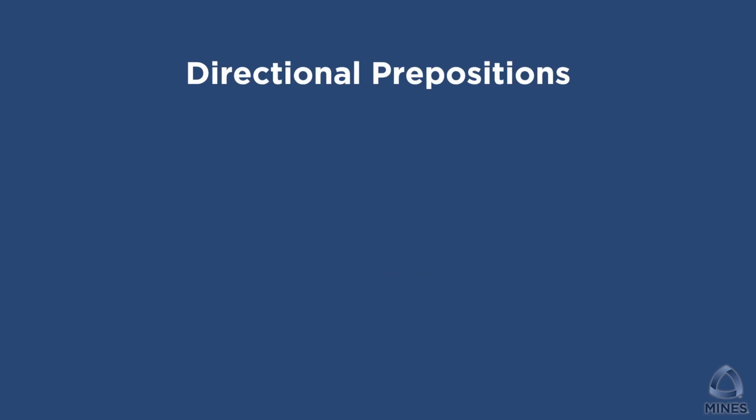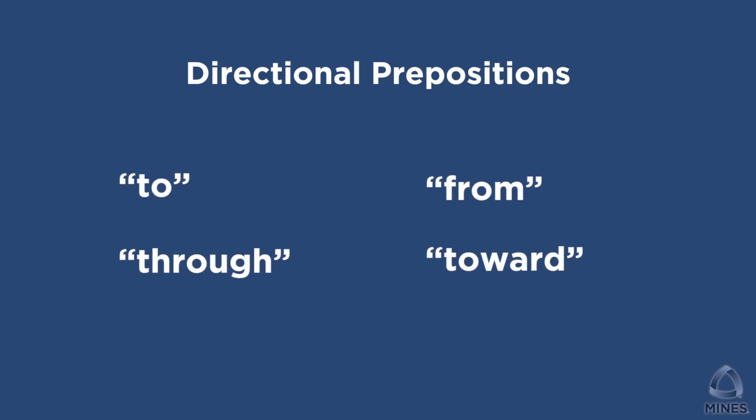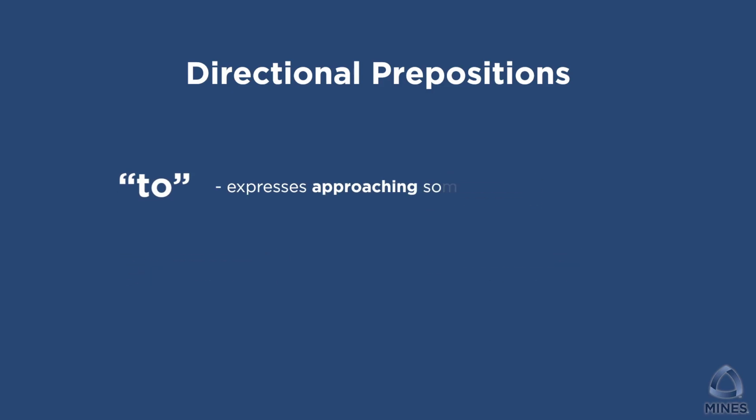Directional prepositions. Directional prepositions express the movement of a noun. These include to, through, from, and toward. To is used to express approaching something, and it can be abstract. For example, a person having something done to them is still directional.